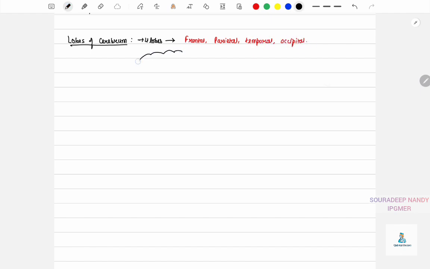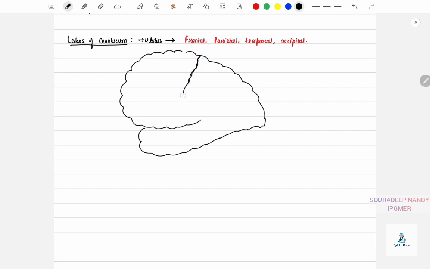Now to demonstrate these lobes, I have to draw a diagram of the brain. So this is the diagram of the brain. You just have to remember three or four landmarks to distinguish these lobes. Here in the middle there is a very deep sulcus, known as the central sulcus.